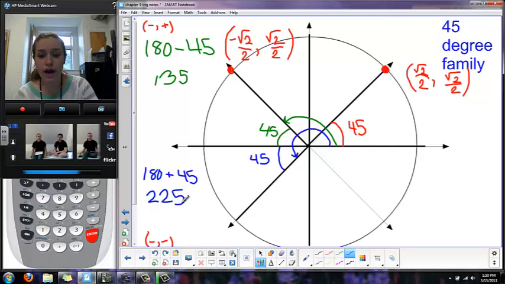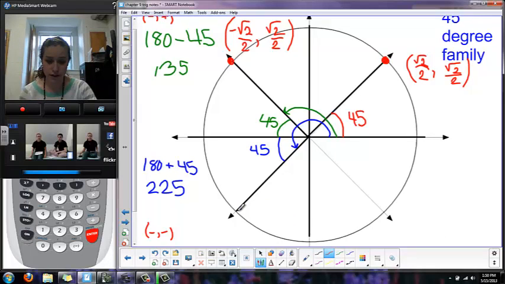Okay, so if I want to know what the sine and the cosine of 225 degrees is, I just think about the fact that the cosine of 45 degrees is radical 2 over 2, but because we're in the third quadrant, we're going to do negative radical 2 over 2 because the x's are negative. And then the sine is going to be negative as well.